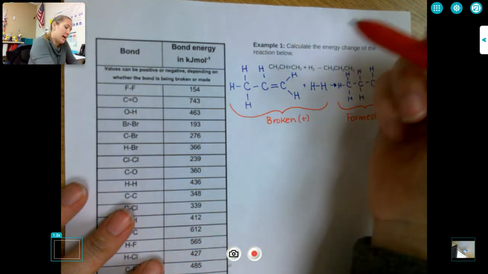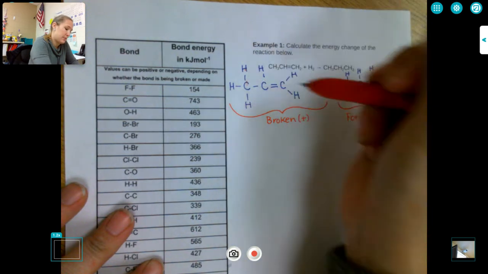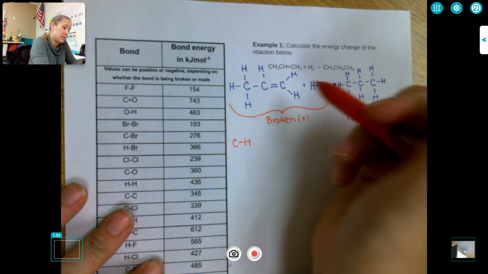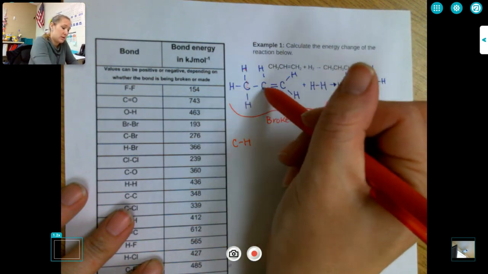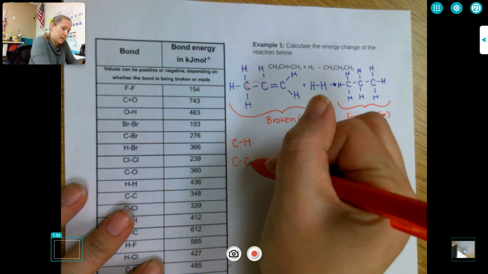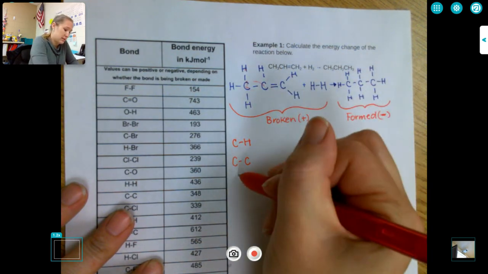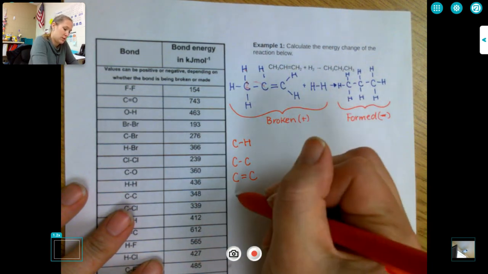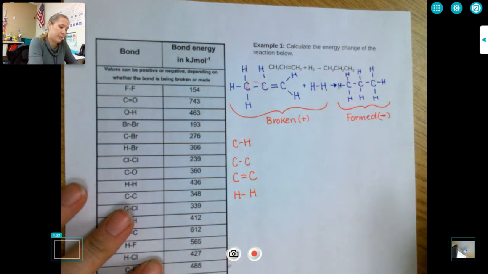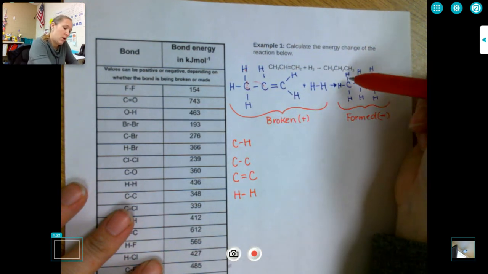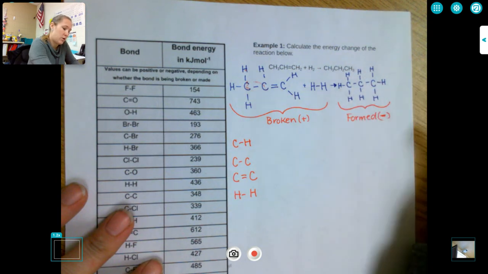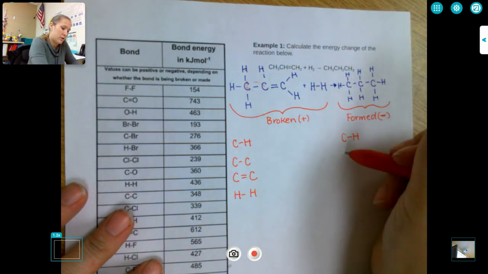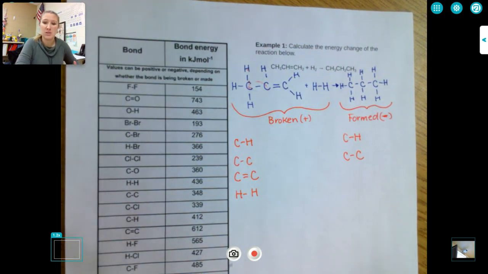Okay. So I have carbon-hydrogen bonds. I have carbon-carbon single bonds. I have carbon-carbon double bonds. I think that's it for this guy. And then I have a hydrogen-hydrogen single bond. In terms of ones formed, all of these are carbon-hydrogen bonds. And in the middle, I have carbon-carbon bonds. So those are the types of bonds that I have.